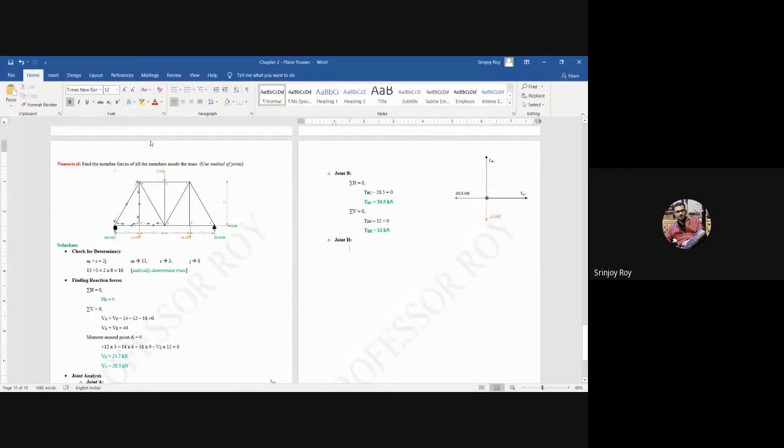उसके बाद क्या था joint B. Joint B is this one. The joint B is also analyzed, and we have seen the three different forces originating from joint B. This. Okay.